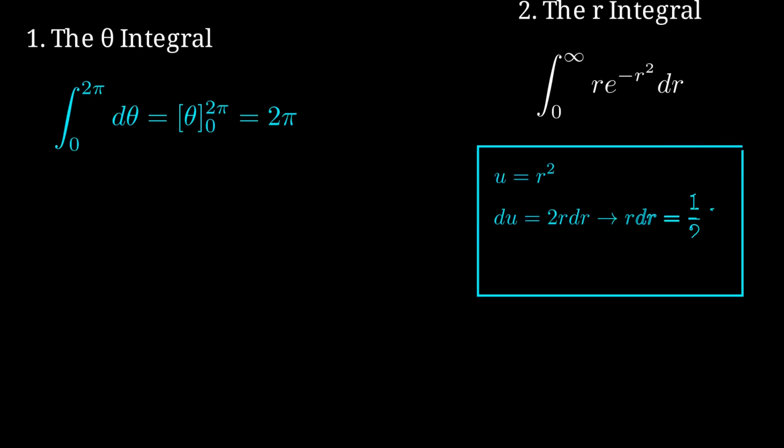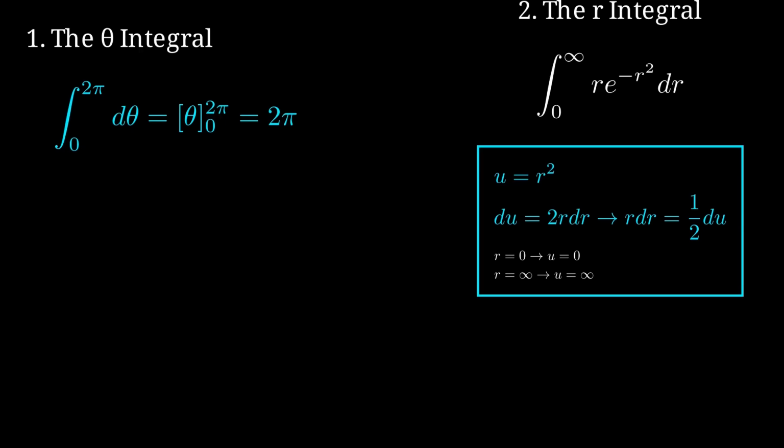Let u equal r squared. Then du equals 2r dr, which means r dr equals 1/2 du. When r equals 0, u equals 0. When r approaches infinity, u also approaches infinity. Substituting, our integral becomes 1/2 times the integral from 0 to infinity of e to the negative u du.